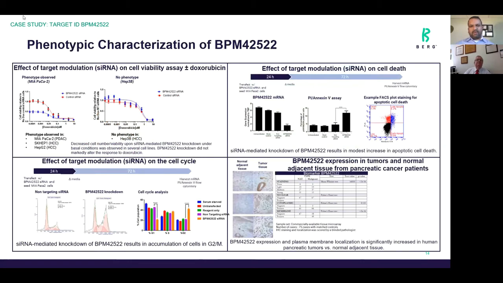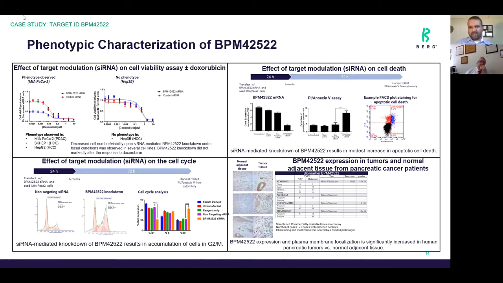So some of the very high-level data on phenotypic characterization of this particular E2, BPM42522. On the left, we did some siRNA modulation, actually showing that there is an effect on cell viability with the knockdown of these targets in a bunch of cells. And there are a few cells that have no response to knockdown of the target.